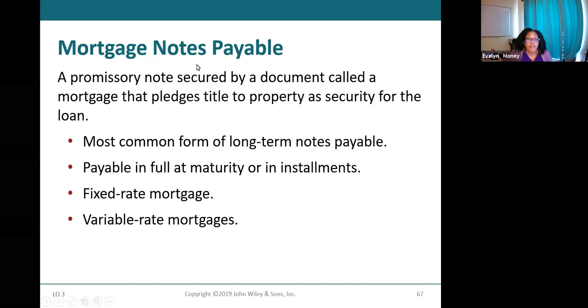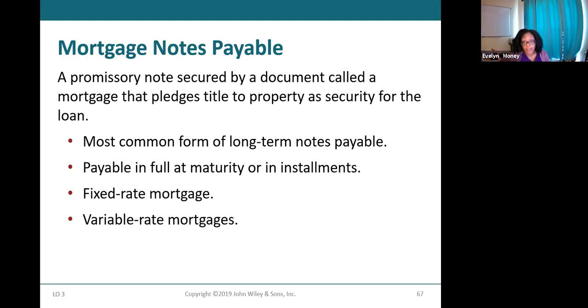Now, another type of notes payable is a mortgage notes payable. And all that simply means is that the loan is collateralized by the title to the property. So you find this a lot with homes. If someone can't pay the notes payable on the home, then they lose the home to the bank. And that's because the title to that home is the backing behind the promissory note. So this is the most common form of long-term notes payable. I don't want you to think that it's any different from a notes payable. It's just there's collateral backing that notes payable.